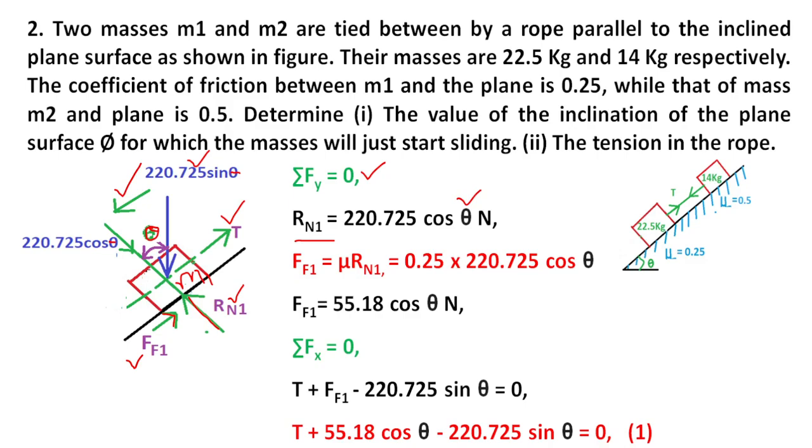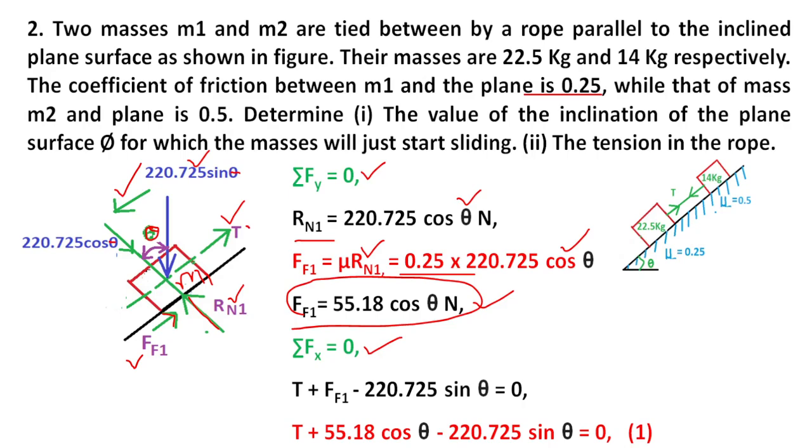So next, the frictional force is equal to mu Rn1, which is 0.25. So friction between the block 1 is 0.25 into 220.75 cos theta. So F1 is equal to 55.18 cos theta Newton. Next, the sum of horizontal forces is equal to 0. So the horizontal force is T.